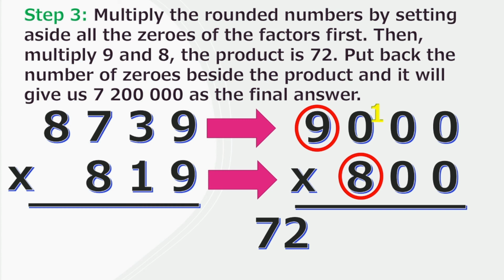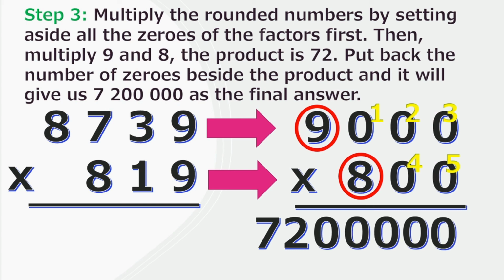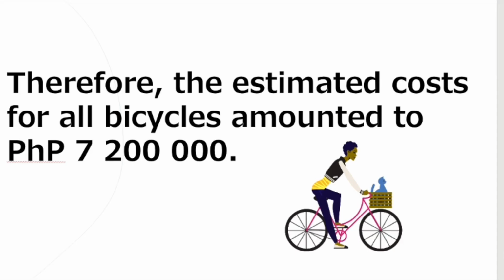So what will you do? Count the number of zeros. So we have 5 zeros. Add 5 zeros to 72. So that is your final answer, 7,200,000. Therefore, the estimated cost for all bicycles amounted to 7,200,000 pesos.